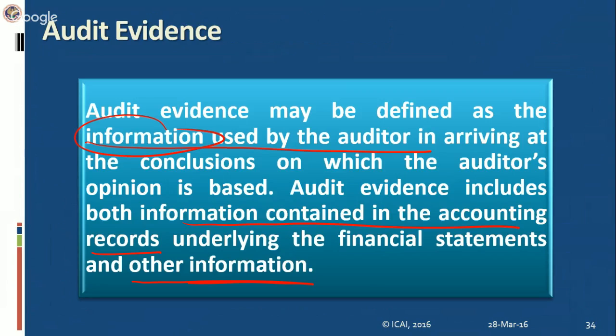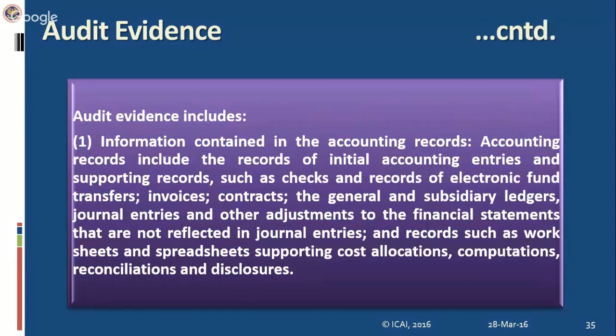First is information contained in the accounting records, on the basis of which financial statements have been prepared, underlying the financial statements. So information contained in the accounting records, and secondly, other information. So audit evidence includes information contained in the accounting records. Now what are accounting records?